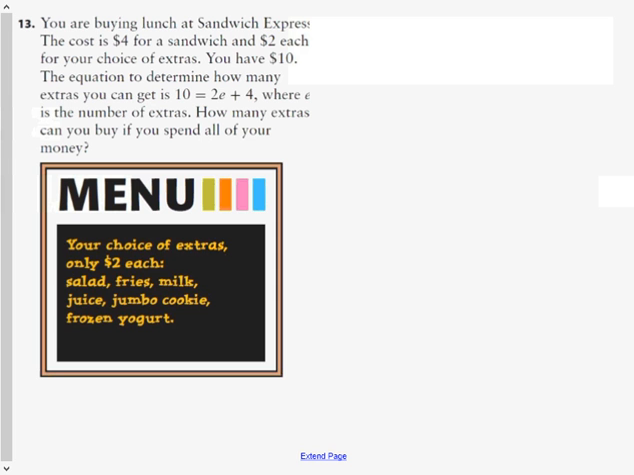Question 13 is your easiest story problem ever. It says if you're buying lunch at Sandwich Express, the cost of a sandwich is $4. And every topping you get on top of that is going to be $2 more. If you have $10, the equation used to determine how many extras you can get is 10 equals 2E plus 4, where E is the number of extras. So E is the number of extras.